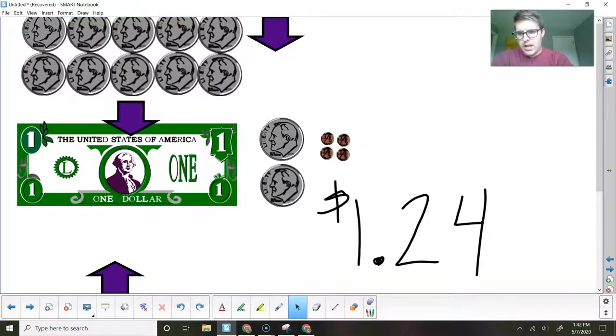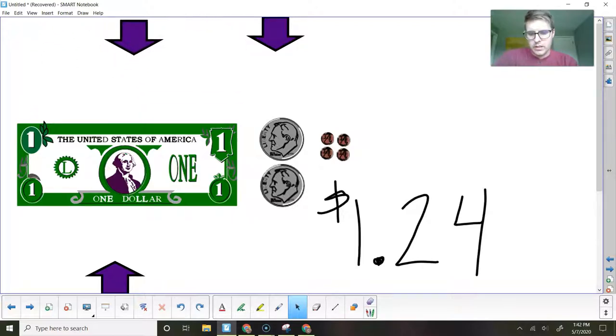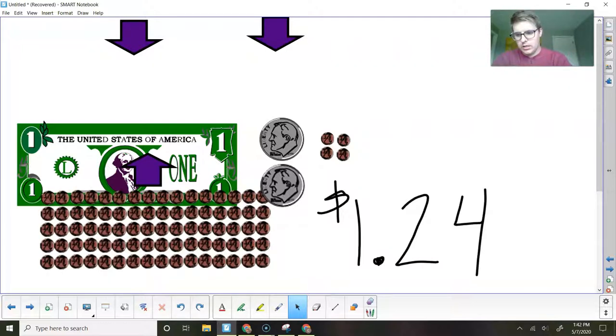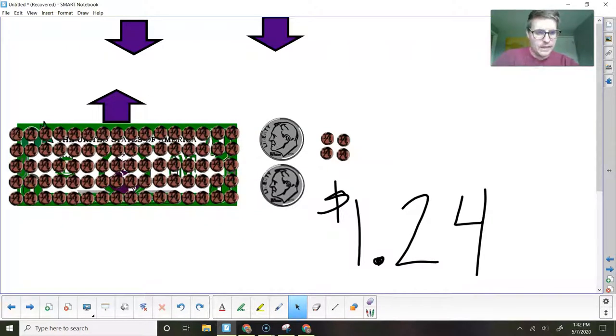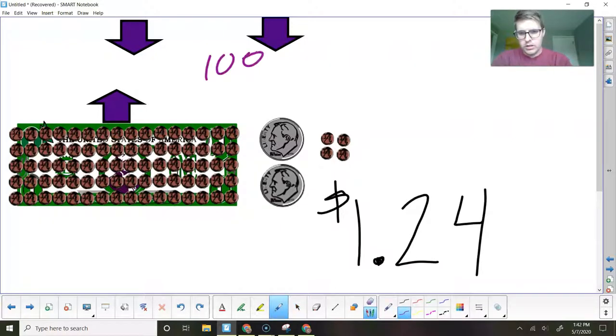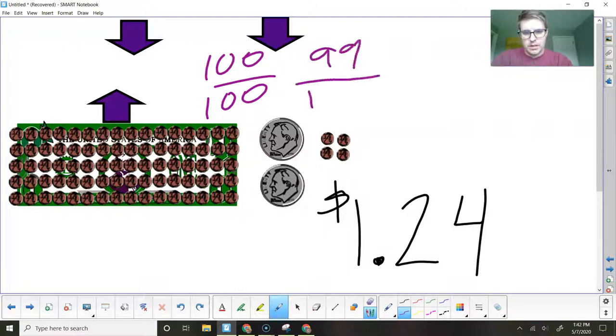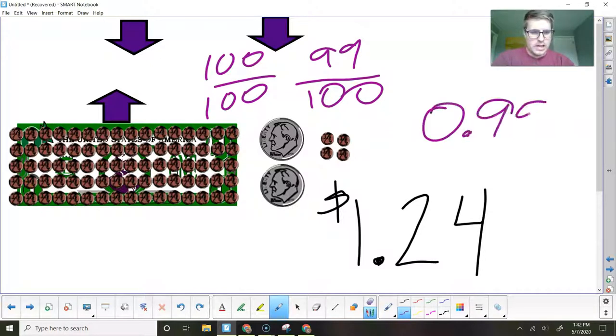Okay? How many hundredths can I fit in a dollar? Think about it. How many pennies does it take to make a dollar? Yeah, look, I even did it. 100 pennies can fit into one whole. So hundredths, you'd have 100 hundredths to equal one whole. Anything less than that is less than a dollar, correct? If you had 99 pennies, you'd have 99 cents, or as we'd say, 0.99.